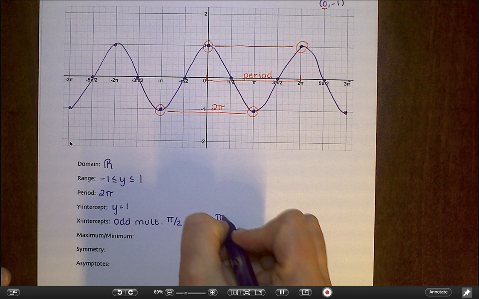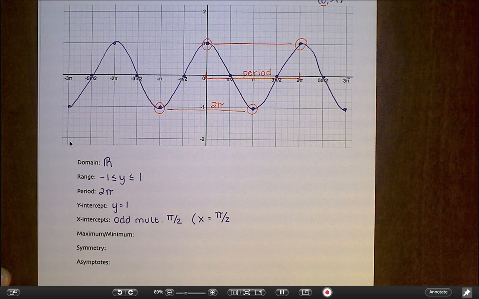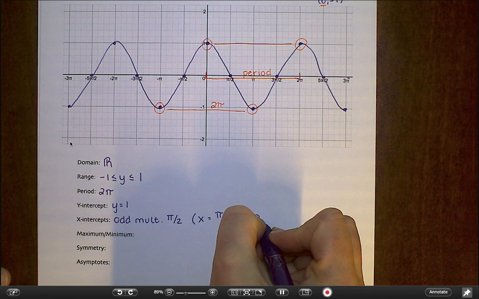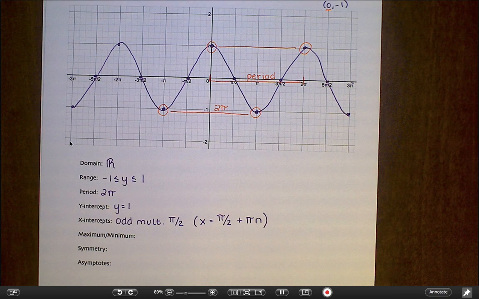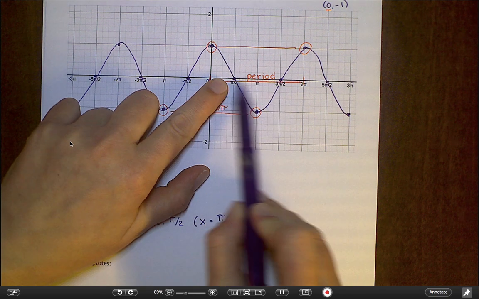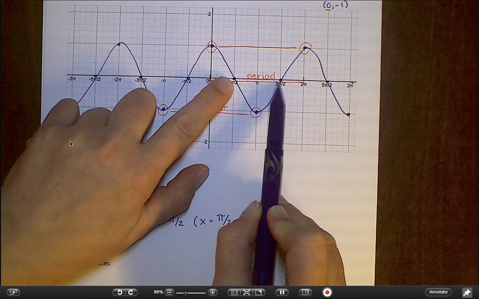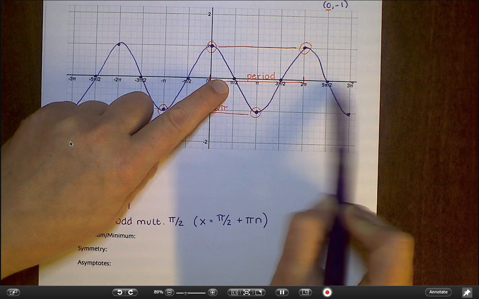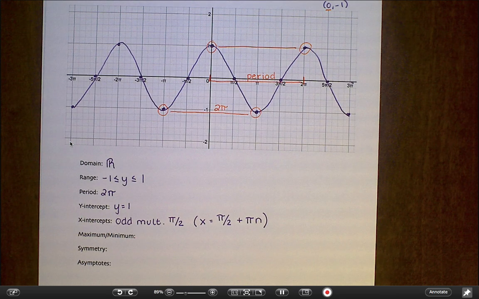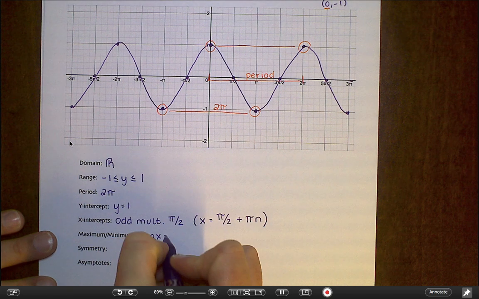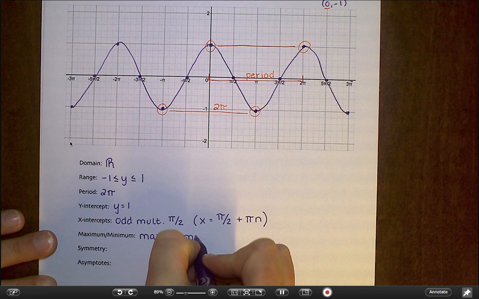The first x-intercept is at pi over 2, okay? And then if we add pi to that, however many times, it'll get us to the next x-intercept. So pi over 2 to 3 pi over 2, that's a distance of 1 pi between the two of them. So this is really just saying you can hop along the x-axis by multiples of pi and land on your next intercept. Okay, max and min, same thing. So the max is 1, min is negative 1.